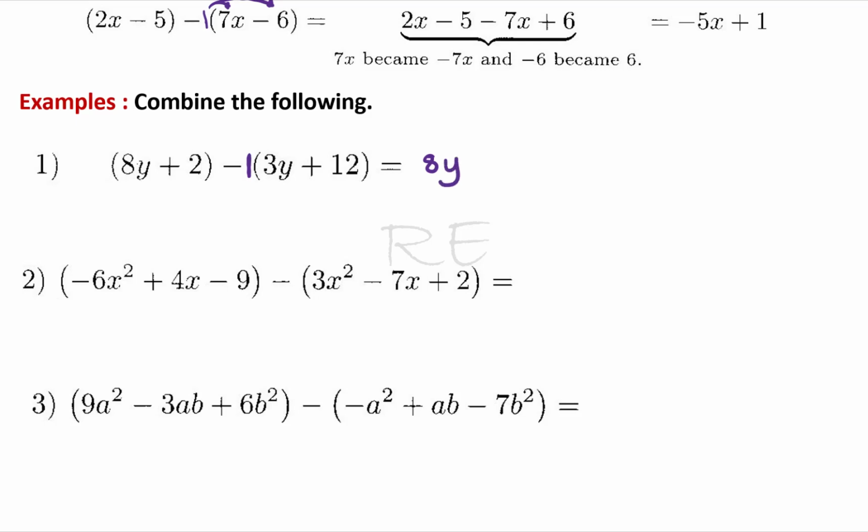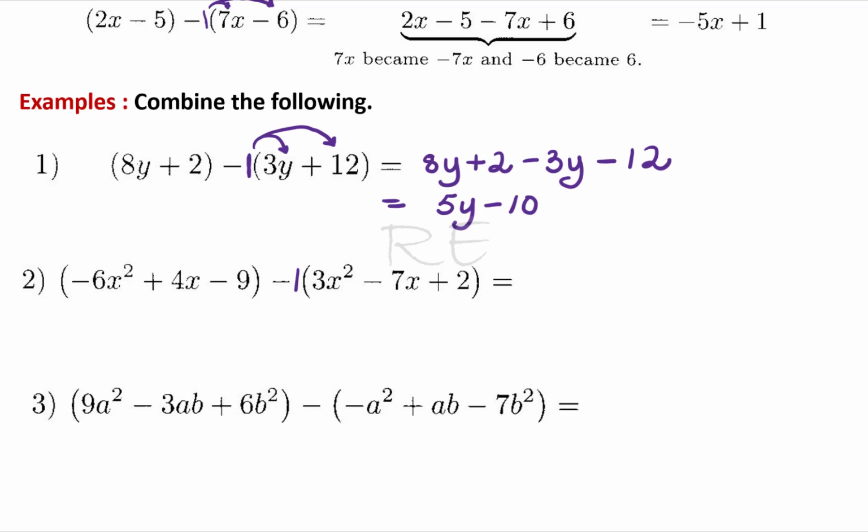We can drop the parentheses for 8y plus 2, but for the second term, we have to add the opposite. And the opposite, the additive inverse, will be negative 3y minus 12. 8y minus 3y, 5y. 2 minus 12, negative 10.